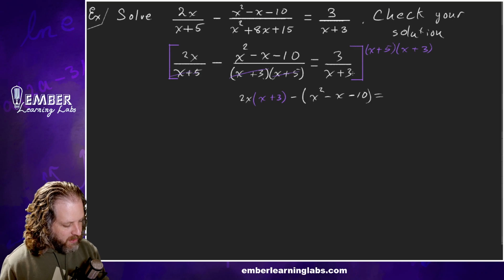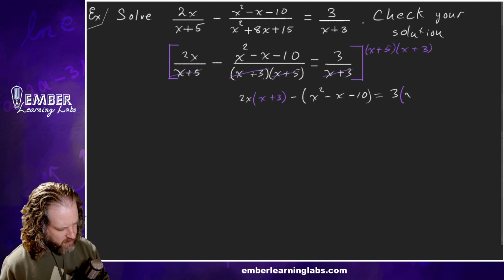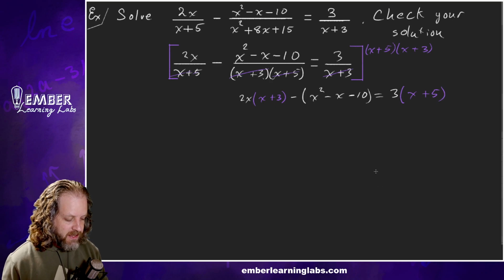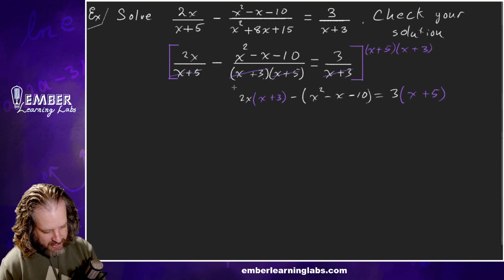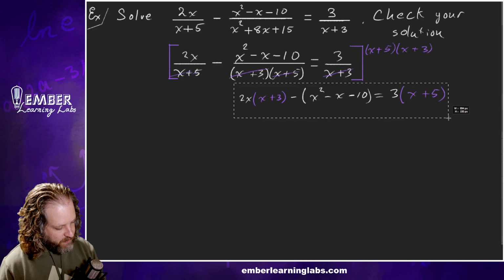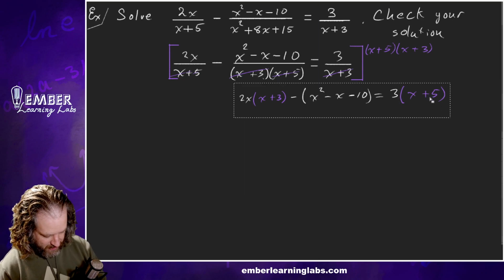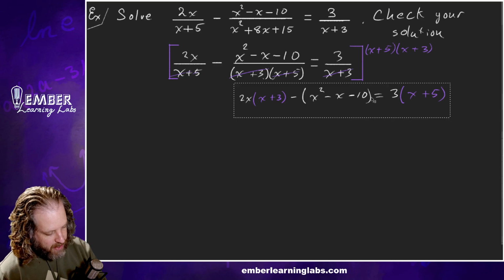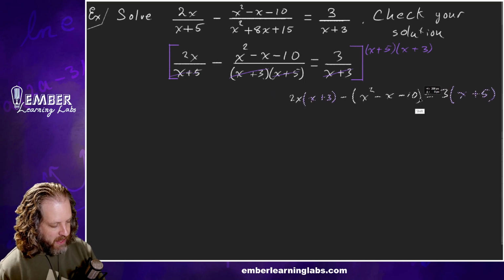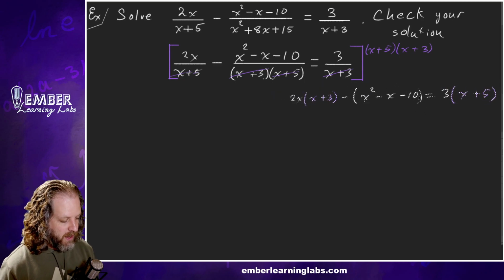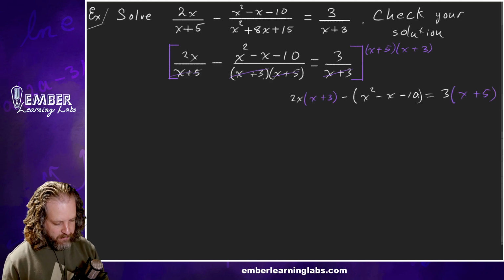Equals, now this one, the x plus 3 cancels with that x plus 3. So what is left? Just the x plus 5. So it's going to be 3 times x plus 5, right? So this is not quite as ugly as it looked like it was going to be. You might be saying, well, it's still pretty ugly, and maybe you're right, but it's not that bad. It's not that bad at all. All right, now we've got it moved into the right place.